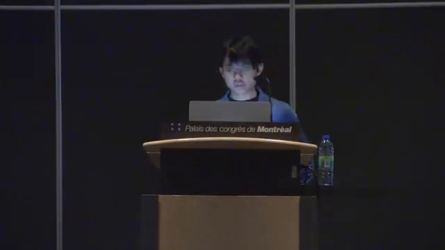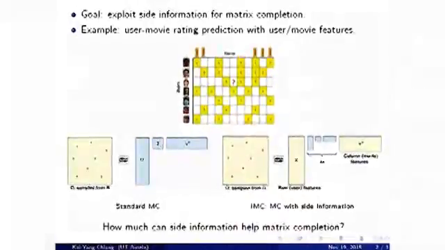So our work is titled Metric Completion with Noisy Side Information. I'm Kai-Yang Chiang, and this is joint work with Cho-Jui Hsieh and Inderjit Dhillon from UT Austin. The goal of this work is to exploit side information for metric completion.